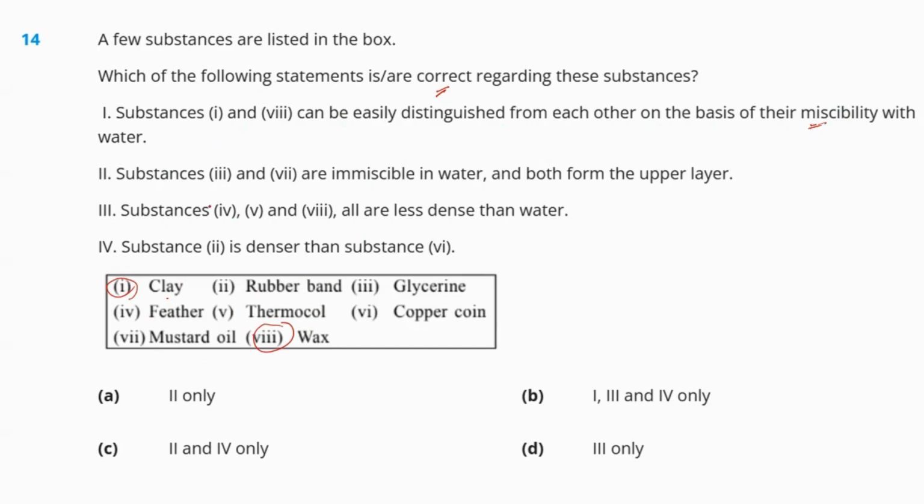Option number 2 says substances 3, glycerin, and another one, mustard oil, are immiscible in water and both form the upper layer. No. Substances feather, thermocol, and wax are less dense than water. Yes, these are less dense, and that is why they always float on the water. Substance rubber band is denser than copper coin. This is also wrong. So our answer would be option number D for this question.